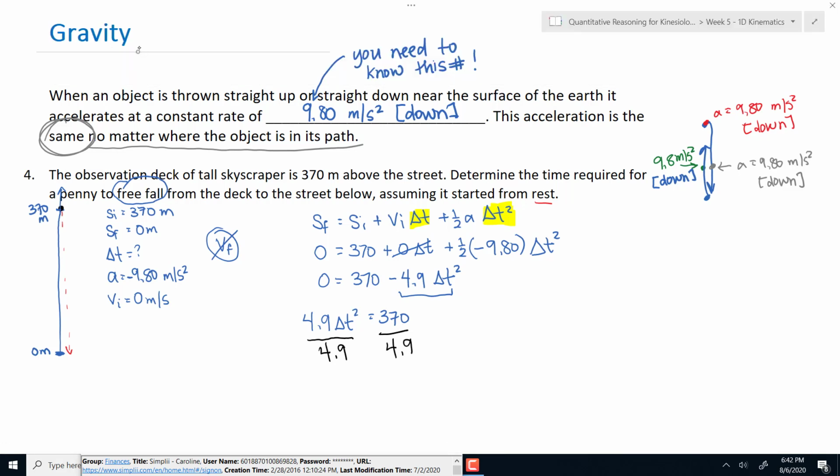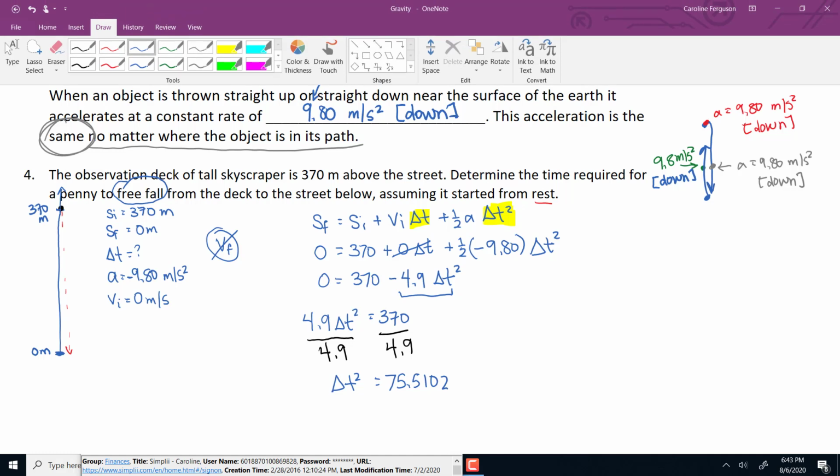And I get delta t squared equals 370. I'm going to type this on my calculator. 370 divided by 4.9, which is 75.5102. Notice I have lots of extra digits here, just because this isn't my final answer yet.